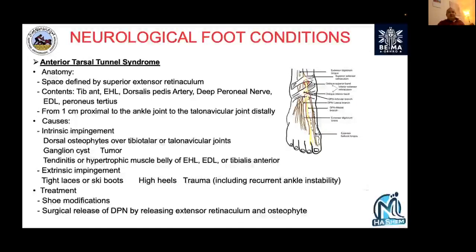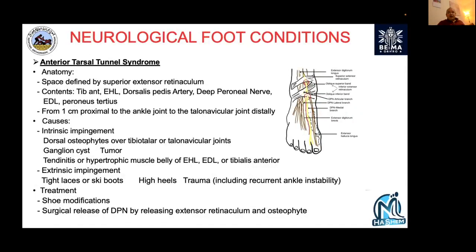The other tunnel we have, because the foot has 3 retinaculums, so 3 compartments, posterior, anterior, and lateral. So there are the flexor, extensor, and peroneal retinaculums. The other tunnel we have is the anterior tarsal tunnel syndrome, and this will be compressing the deep peroneal nerve.